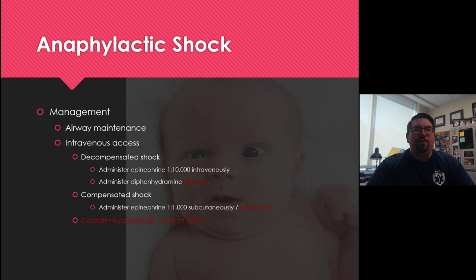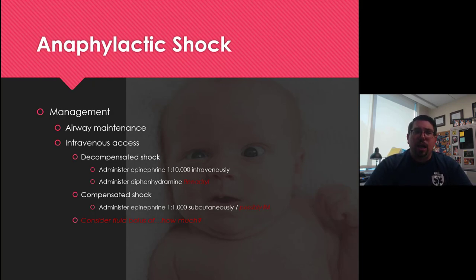Our management for these patients includes really focusing on airway to ensure that we have an adequate airway. Without an airway, again, we have no patient. We also know that we need to establish intravenous access that may be in the form of peripheral vascular access or intraosseous access, depending on the stability of the patient.